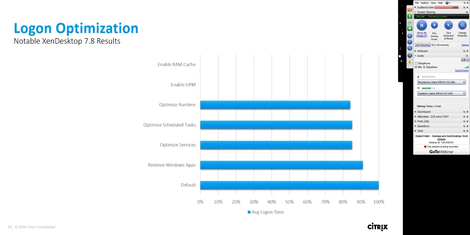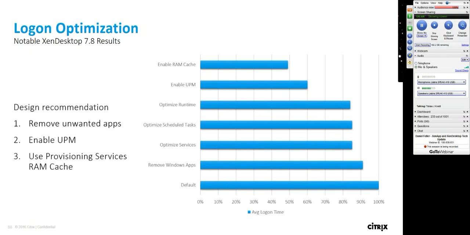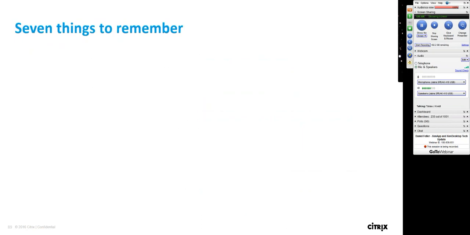Changing scheduled tasks and runtime didn't do anything, but implementing Citrix UPM dropped it even more. And then implementing the RAM-based write cache dropped logon time even more. So we were actually able to drop like a 60-second logon time down to less than 30 seconds by doing these type of activities. So remove unwanted apps, implement UPM, and of course the RAM-based write cache.